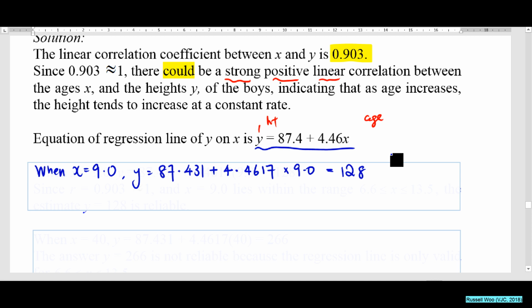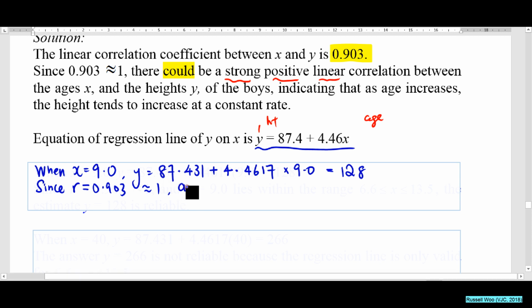But the next thing we're going to consider is, to begin with, the data that you collect, is there a strong positive linear correlation? Yes, because they really lie close to a straight line. So you must also mention the value of R, since they already asked you to calculate the value of R. So you will say, since R equals 0.903 is close to 1, that's the first reason that there is a strong positive linear correlation to begin with.